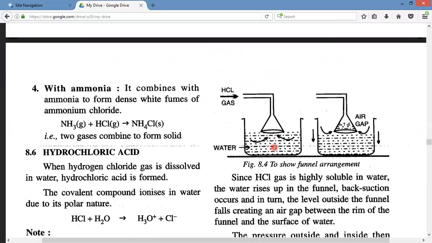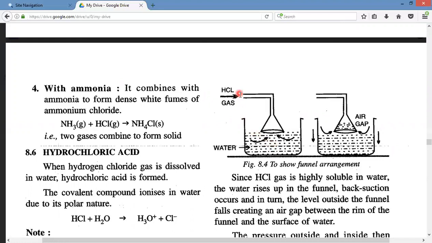As the HCl gas is highly soluble in water, what will happen? The water will rise up in the funnel. As it rises up in the funnel, the back suction occurs. A new word is before you, back suction. Now the question arises, what do we mean by back suction? I'm explaining it. Listen carefully.